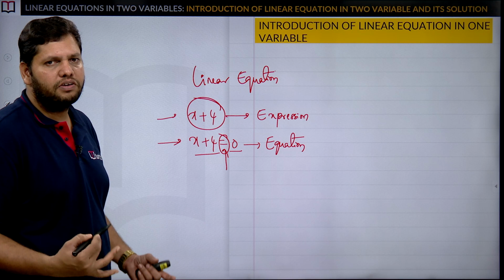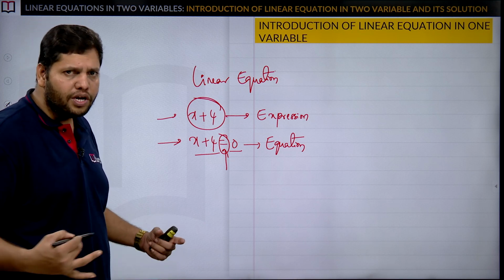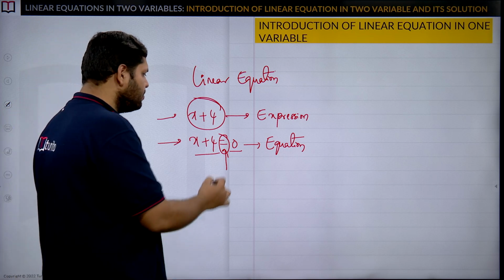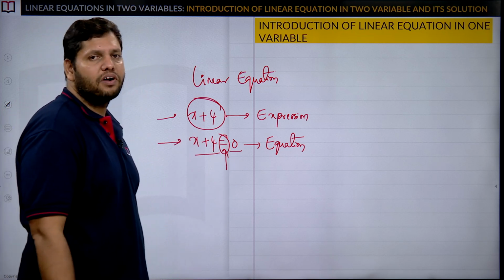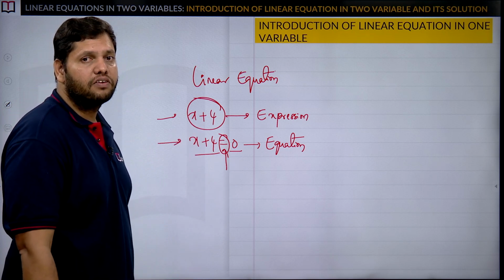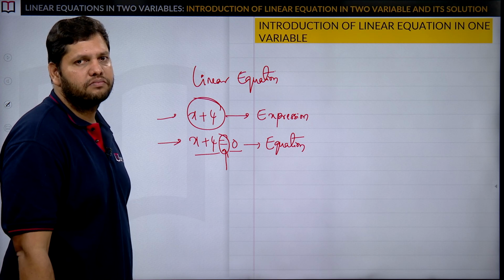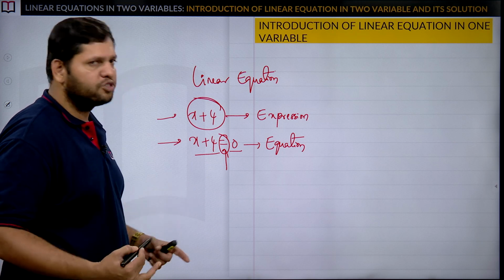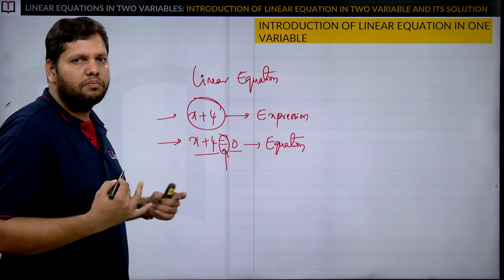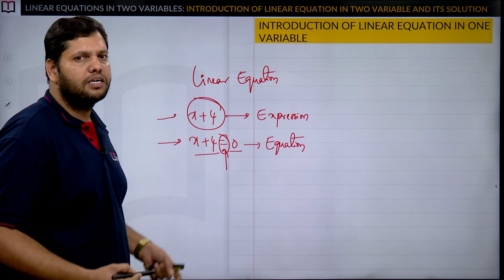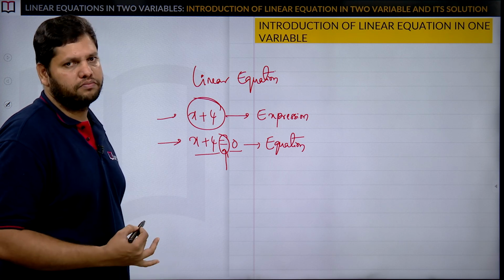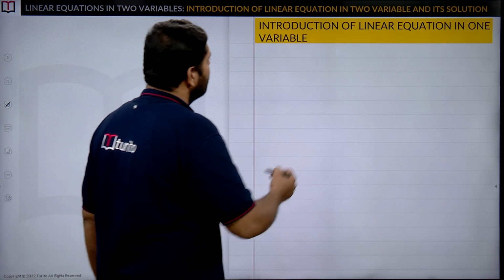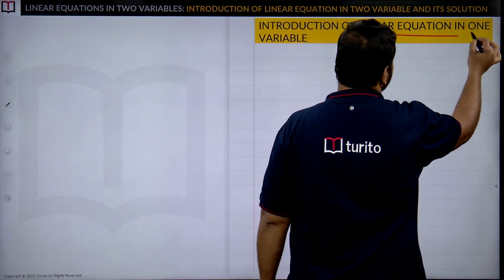So equation means we are joining the LHS part and the RHS part together with the help of an equal symbol. So in that case, we can say it is an equation. Are you getting my point, children? Equation means we are joining the two expressions with the help of the equality symbol. Okay, children? Fine. But a linear equation in one variable.